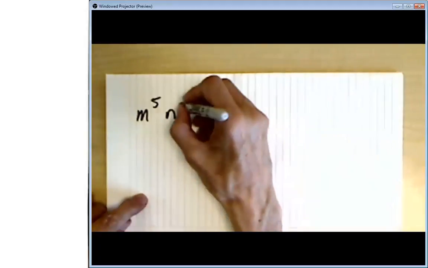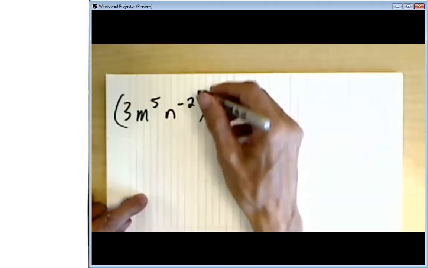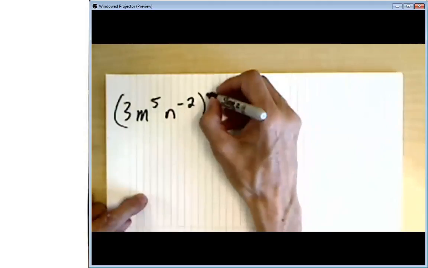Something like this one here. We got m to the 5 n to the minus 2, times, all to the power of 3 to the, I was going to say 6.